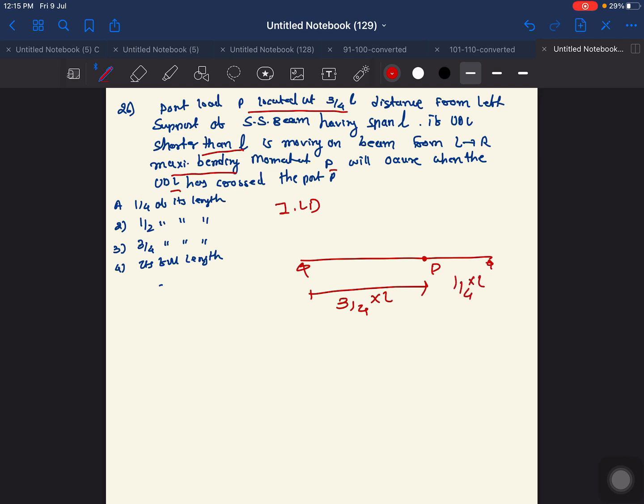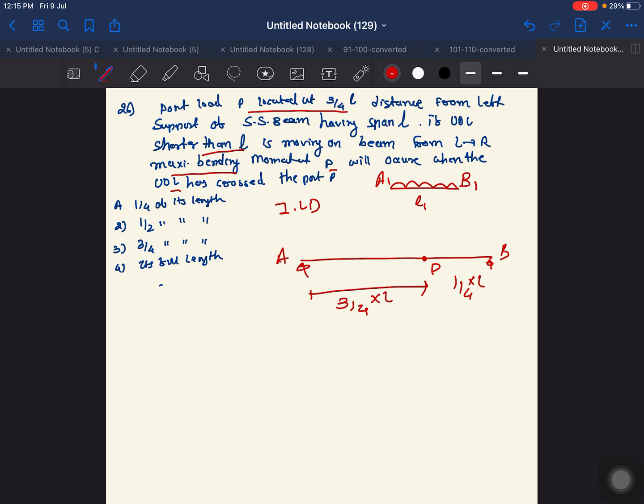Now the UDL is shorter than this, so I'm going to draw one UDL over here, and the length of this UDL that I'm going to consider is a small L1. This point is known as capital A1. This one is your B1. This is your A. This is your B.